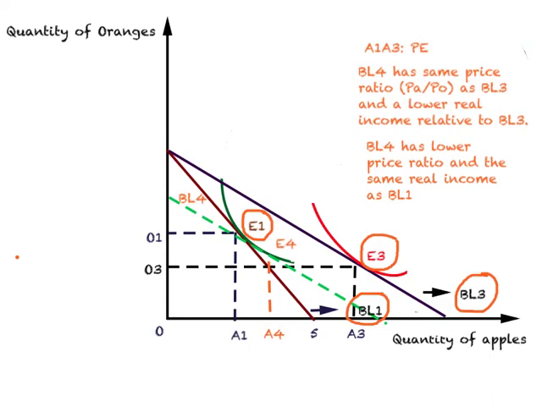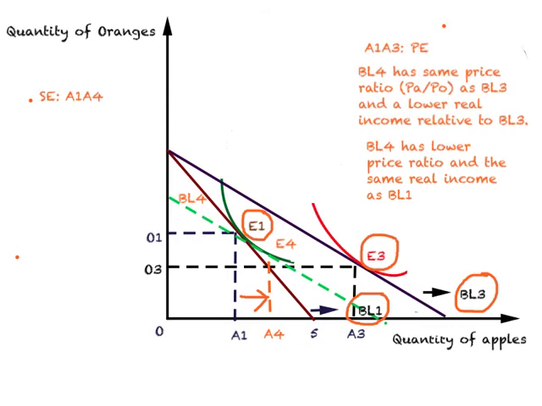Now look at the following. We know A1, A3 is the price effect. Now just recall the definition of substitution effect. And what is substitution effect? It is A1, A4. So substitution effect is A1, A4. Here we have it.